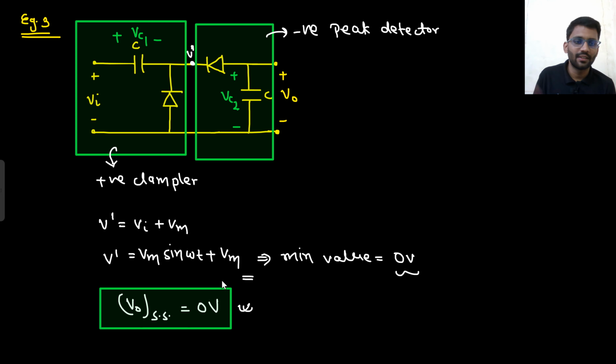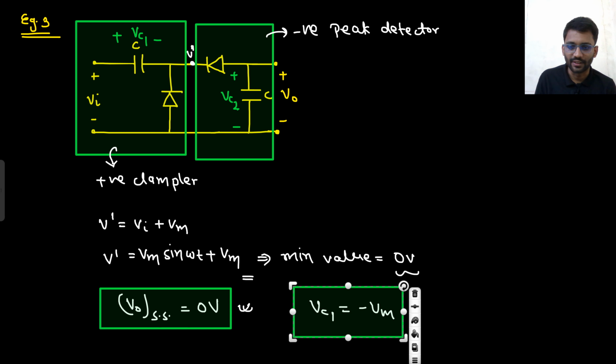What about Vc1? What is the steady state value of Vc1? The steady state value of Vc1 is minus Vm. I'm not going to explain why it is minus Vm, because when will the diode turn on? The diode will turn on at Vin equals minus Vm. So the capacitor will charge in this direction, so Vc1 will be minus Vm. This is also steady state.